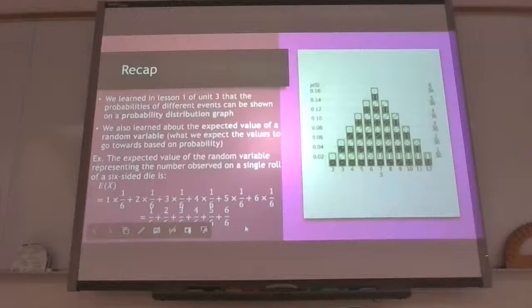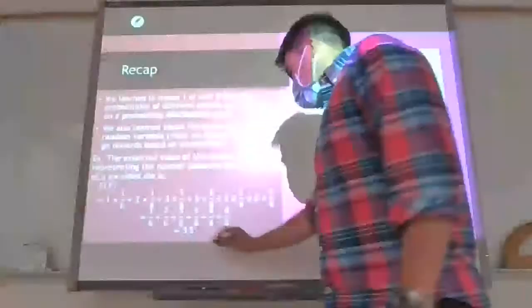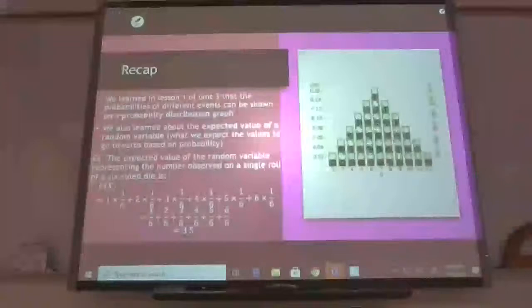and this ends up giving you the expected value of 3.5. And I think I ran out of space to actually write the answer there. Actually, I did write it at the bottom there, it's just so you can't really see it. So the expected value there should be 3.5. So this is the one that you guys were asking about, the formula.